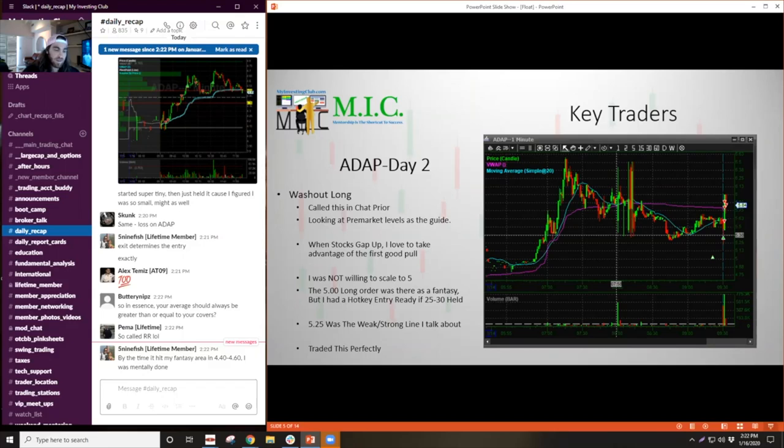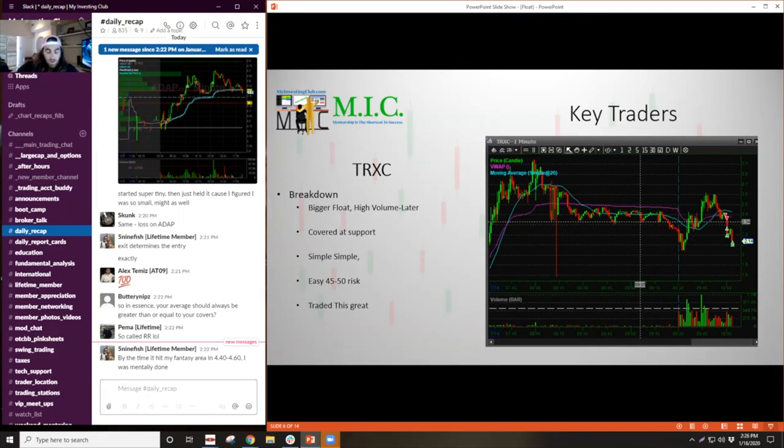Basically, the idea is a lot of shorts are underwater and they're going to be looking to take advantage of the first dip. Buyers know this, and it's kind of self-fulfilling. Basically, this is a breakdown trade. It's kind of like a trend change when the stock turns from bullish to bearish. And this stock had a bigger float and high volume, and I'm going to get into that later. But this is just a quick VWAP short, covered at support, simple.